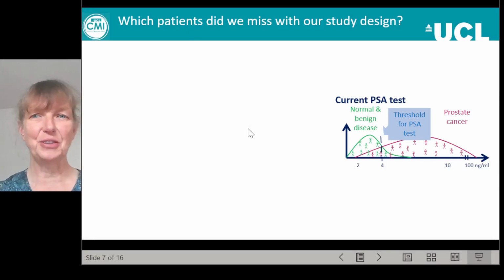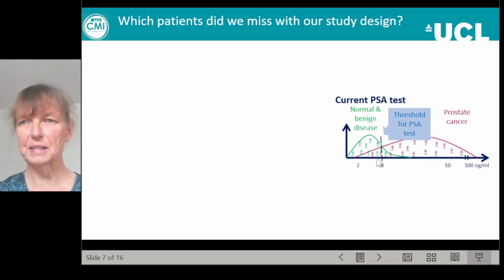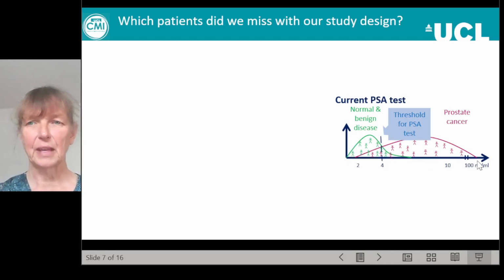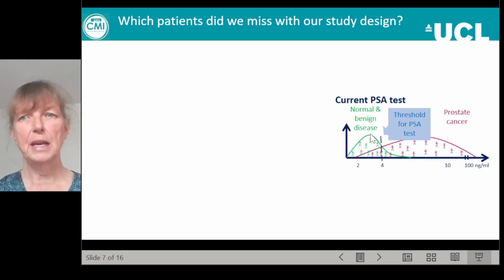And so one of the issues with these studies is thinking about the patients that we missed with our study design. So I'm going to describe a PSA, which is a blood test used for prostate cancer, just to illustrate the issues that are going on. So this might be the result. Here we've got the number of patients on this axis, and then we've got the level of PSA in nanograms per mil on this axis. So here we've got measurements from people who don't have prostate cancer, and they're shown in green. And this shows us the distribution of their results for PSA.